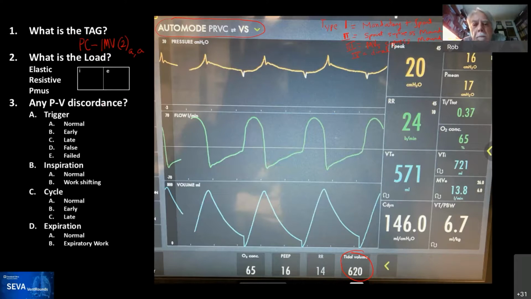Fabulous. So, a really good review of the different types of IMV. They're all over the place. I mean, it's amazing that the modes now contain IMV throughout our ventilators.